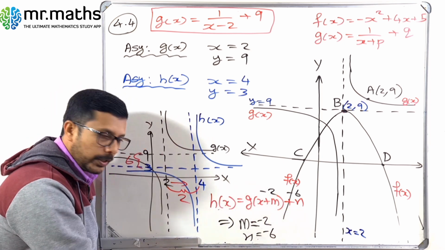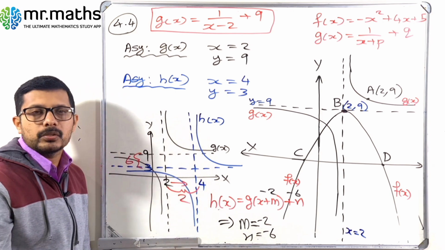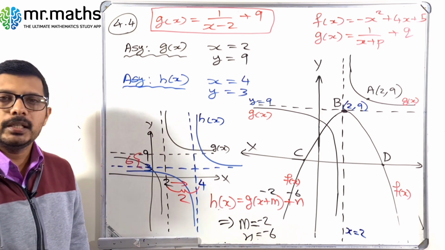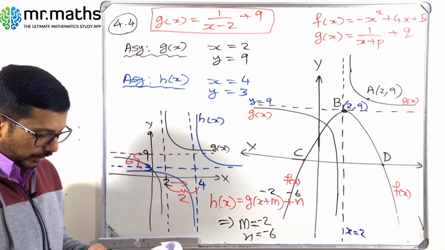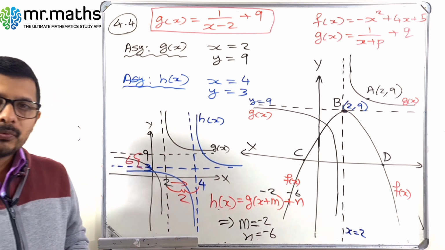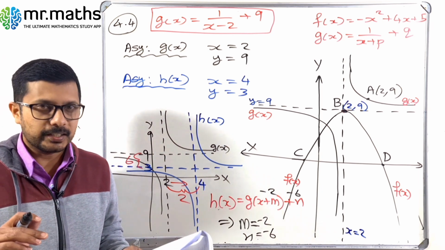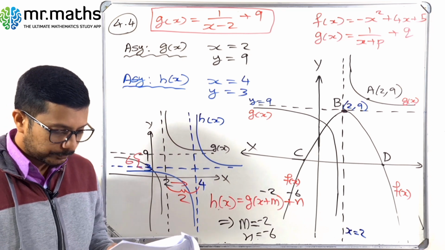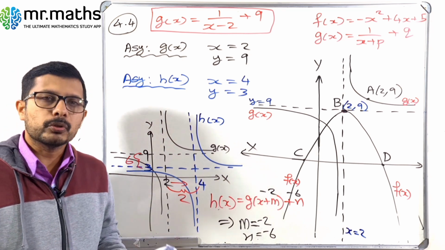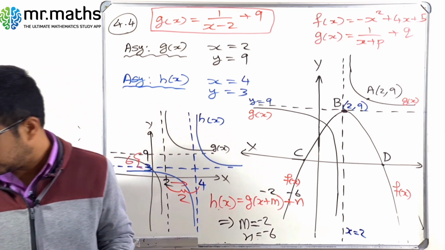6 units downwards means minus 6. So m is minus 2 and n is minus 6. So that is question number 4.4. Yes, a little bit tricky, am I right? Try to understand. Now let's move to question number 4.5.